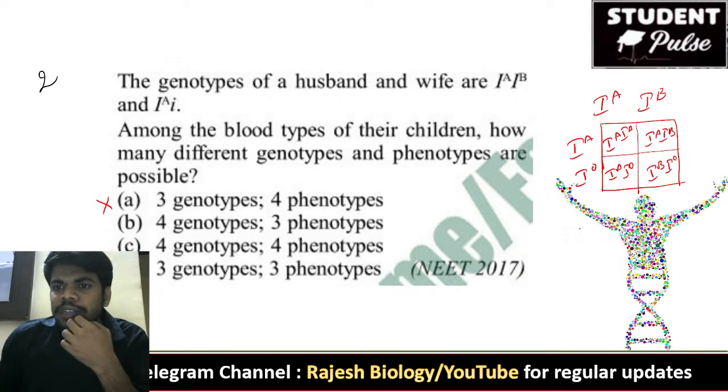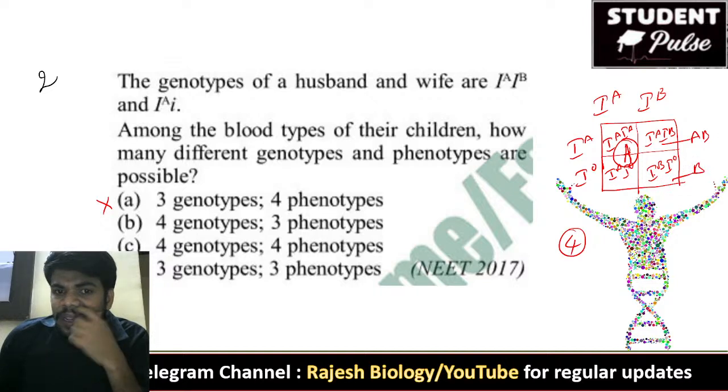How many genotypes are there? Four genotypes. And how many phenotypes are there? These two are A group. These two are A group. This is AB group. This is B group. So three phenotypes, four genotypes. The right answer is B again.